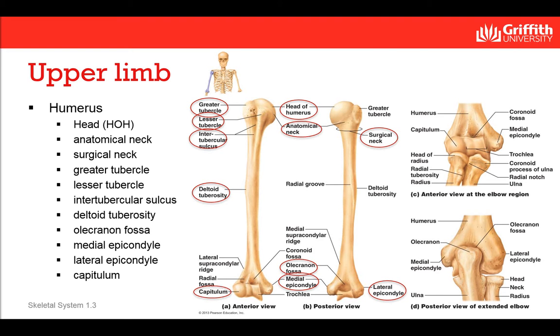Where the humerus meets the forearm at the elbow joint, we see specialized condyles. The capitulum lies laterally on the distal humerus and forms the lateral part of the elbow joint, while the trochlea is located medially.